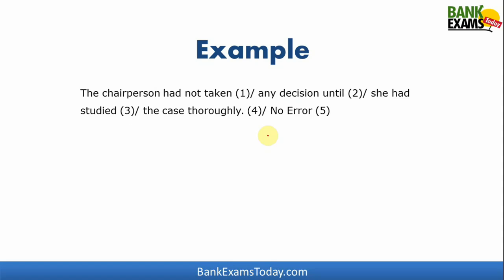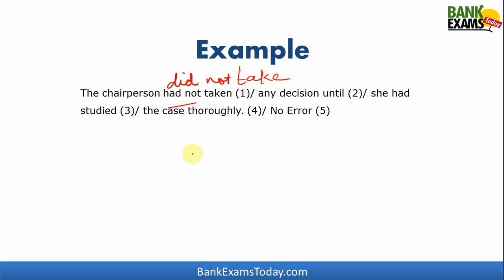The last sentence says the chairperson has had not taken any decision until she had studied the case thoroughly, no error. The chairperson had not taken. It means the decision was not taken by the chairperson until she read all the details thoroughly. So it should be like the chairperson did not take, because after reading the case, she had taken the decision. So it was for a short while that she did not take any decision. And we will replace the had not with did not take.